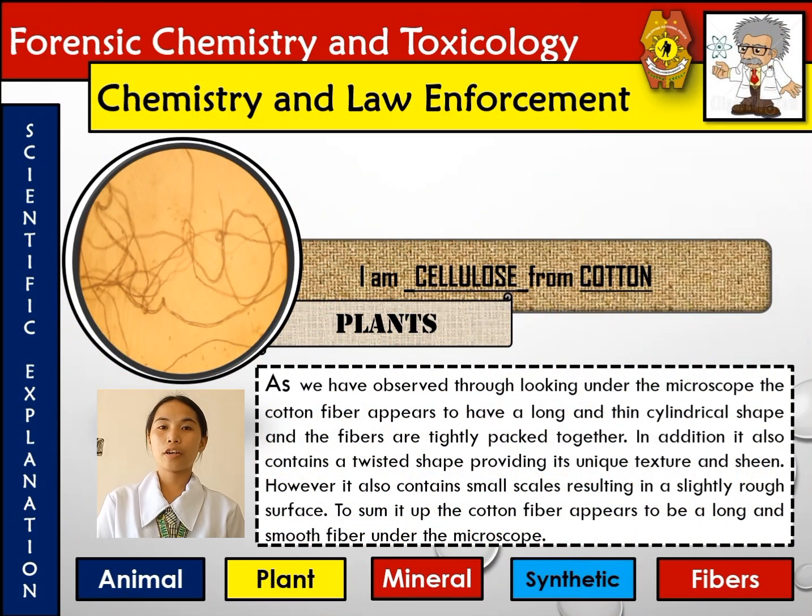Cotton. As we have observed, through looking under the microscope, the cotton fiber appears to have a long and thin cylindrical shape, and the fibers are tightly packed together. In addition, it also contains a twisted shape, providing its unique texture and sheen. However, it also contains small scales, resulting in a slightly rolled surface. To sum it up, the cotton fiber appears to be a long and smooth fiber under the microscope.